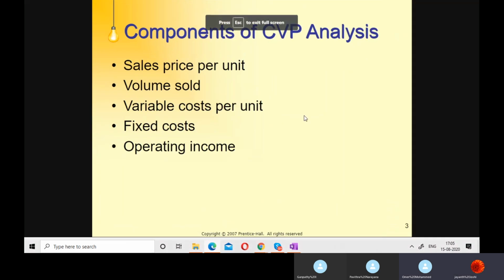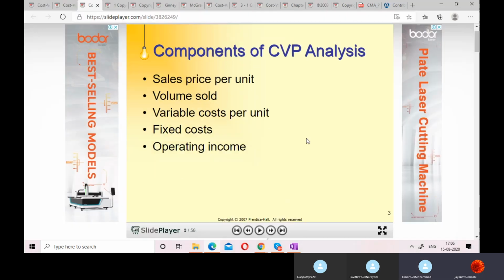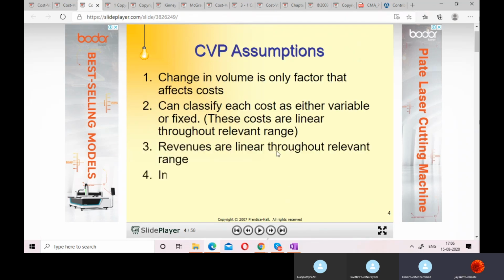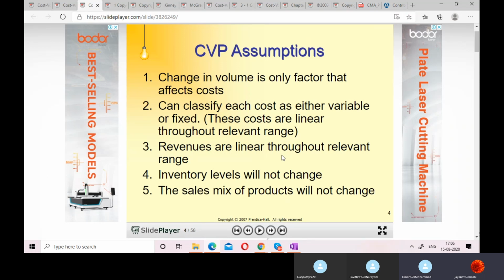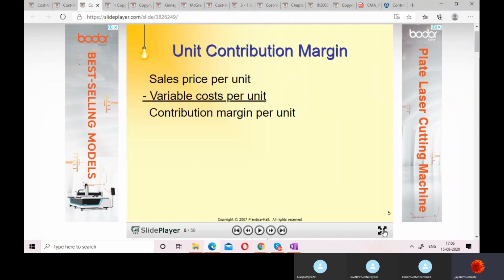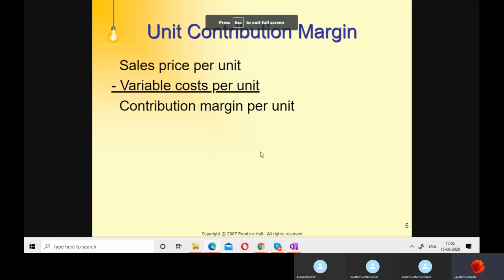So let's come to this slide. Components of CVP analysis, we have already seen: sales price, volume sold, variable cost, fixed cost, operating income. We have already seen these assumptions. And what is this saying? See, sales price minus variable cost. Variable costs are your direct costs, those are of variable nature. Direct cost is always of variable nature, and when you remove that from selling price, you get contribution.